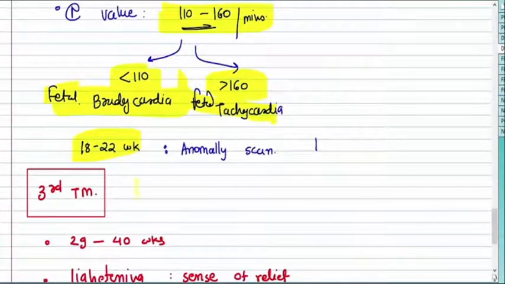Another very important part in the second trimester is the anomaly scan, that is an ultrasound specifically targeted at any anomaly in the baby, and it is done at 18 to 20 weeks.